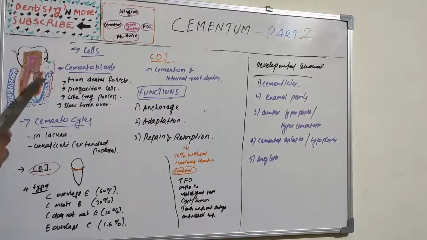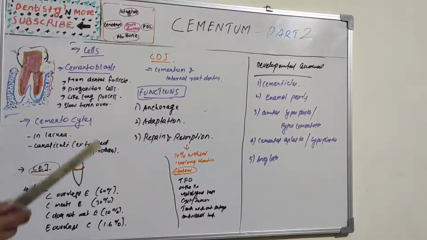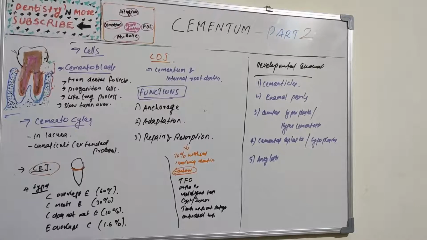The second is where cementum and enamel meet at a point at the cervical end. In 10%, enamel and cementum do not meet, and in 1.6%, which is the least, the enamel overlaps cementum. The most common is cementum overlapping enamel. If the cementum is not meeting enamel, there will be exposed dentin, because root dentin is covered by cementum. Exposed dentin means there will be chances of hypersensitivity.